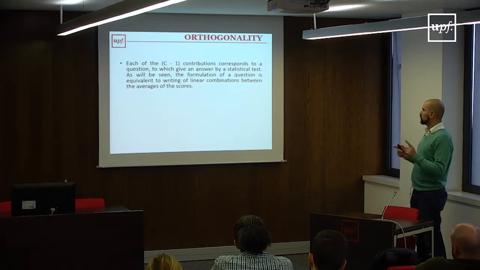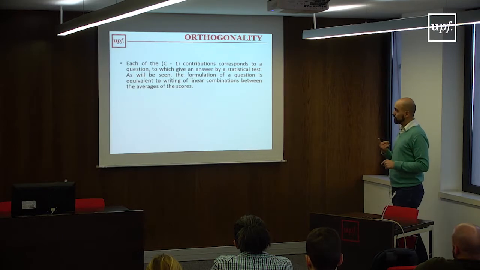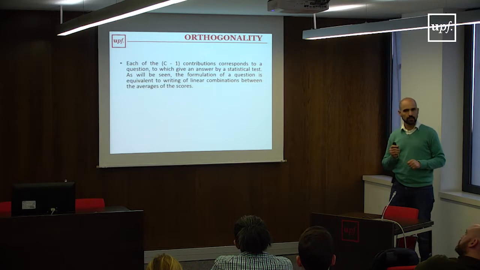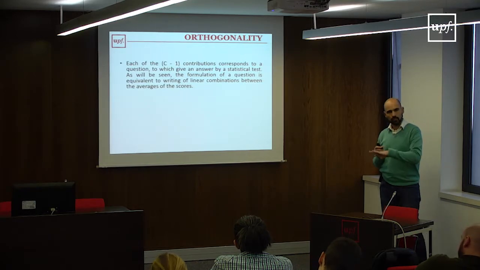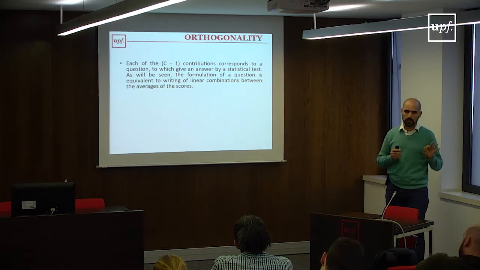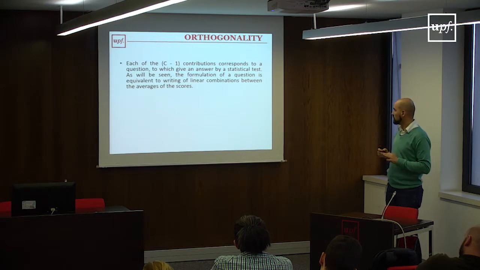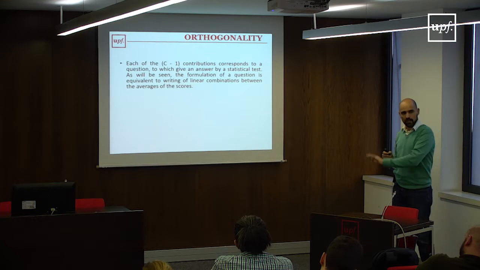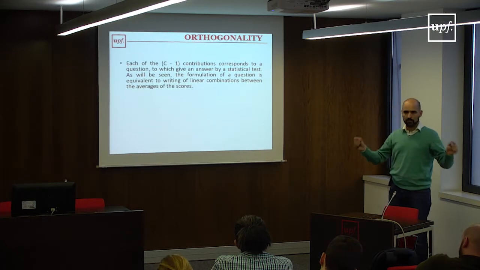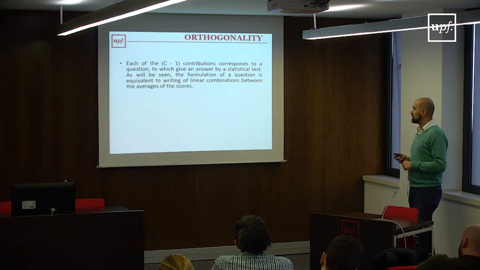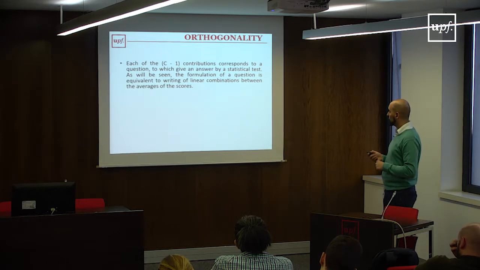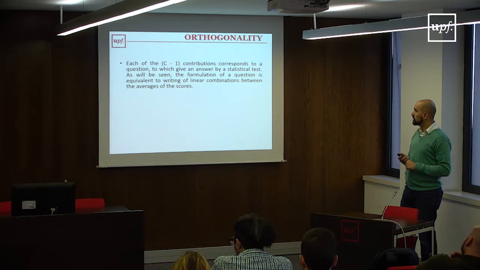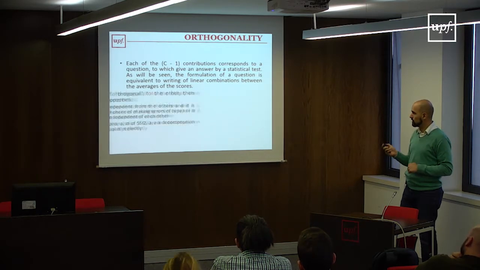Each of the C minus 1 contributions corresponds to a question, to which we give an answer by a statistical test. So if we have 4 levels, we can answer 3 questions. We cannot answer infinite questions, so we must choose questions wisely. This is a rule for life. As will be seen, the formulation of a question is equivalent to writing a linear combination between averages of the scores. What does it mean?